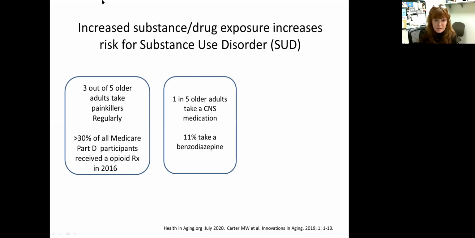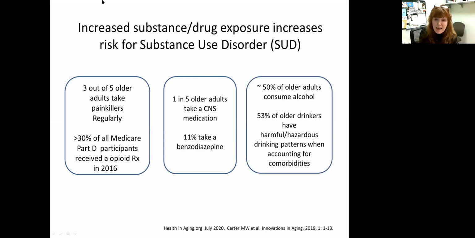10% of patients are reported to be using or taking a benzodiazepine. And then also looking specifically at alcohol. So 50% of our elderly patients report consuming alcohol. And when we look at those patients that are actually consuming alcohol and we look at their comorbidities and other lifestyle habits, 50% of those patients, their drinking habits are considered actually harmful or hazardous.